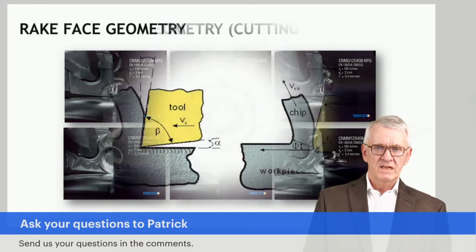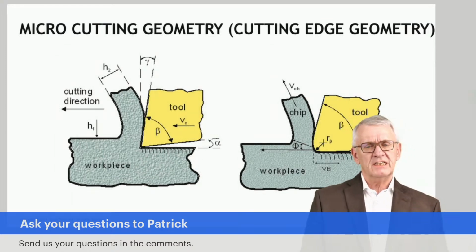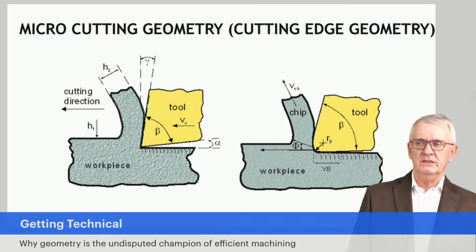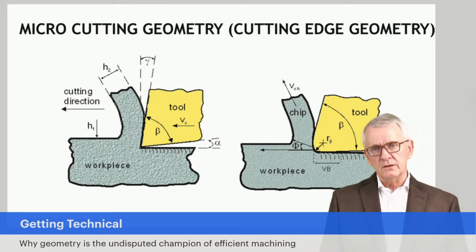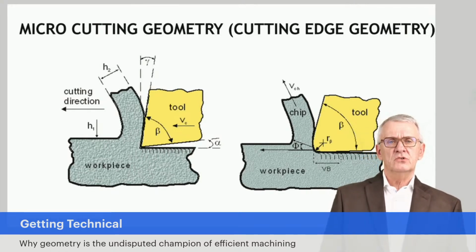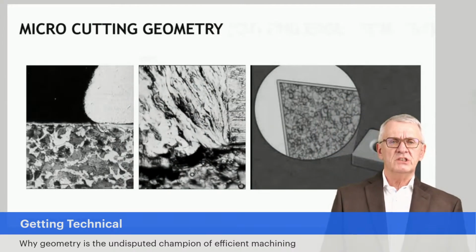Micro cutting edge. The actual cutting edge, how does it look? Is it sharp? Is it round? Careful here, we talk about microns. Cutting edge geometry, some people call it the edge treatment, some people refer to it as edge reinforcement. This has to do with how the actual cutting edge looks.